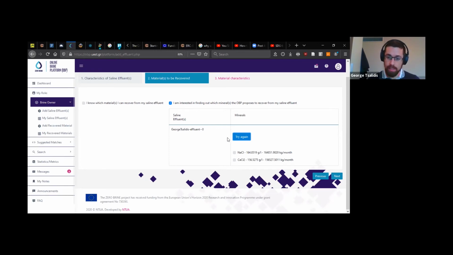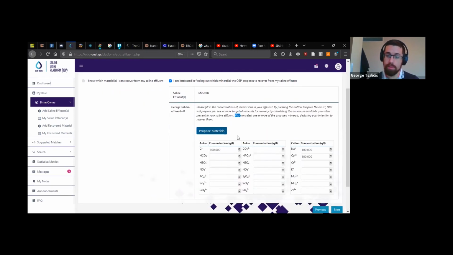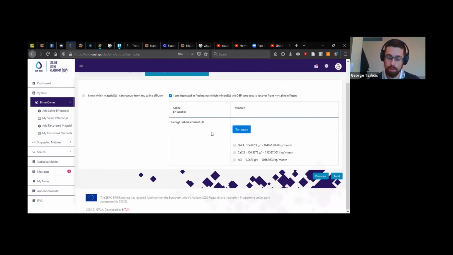And then in this case, I can select, or I can say, try again because I missed something. You see that the information, the data that I have inserted is not lost. And let's say there is also potassium in my brine and propose materials, minerals. I would still, for the sake of the example, go for the first two.